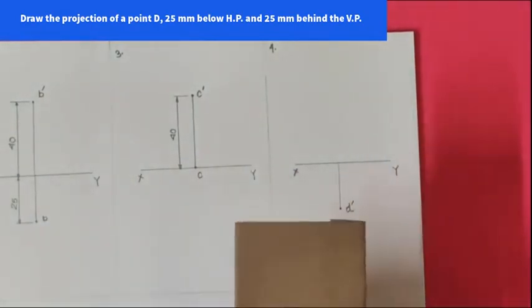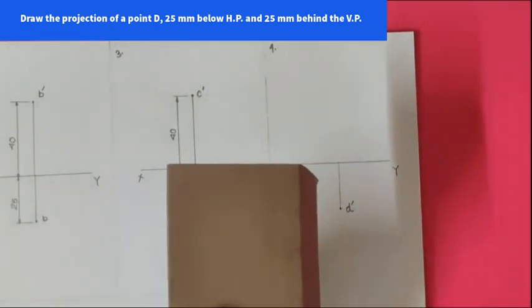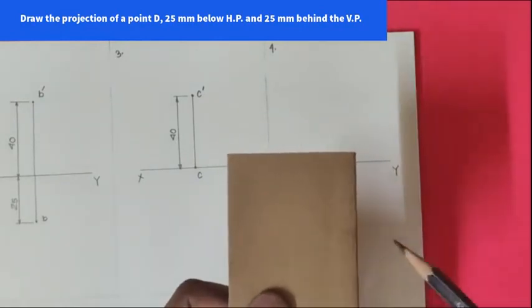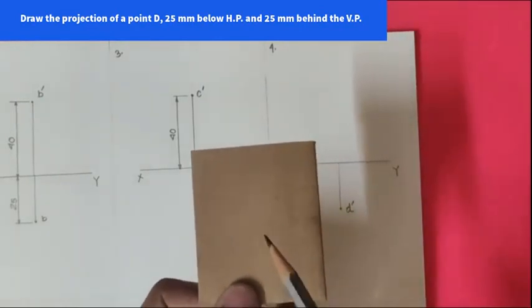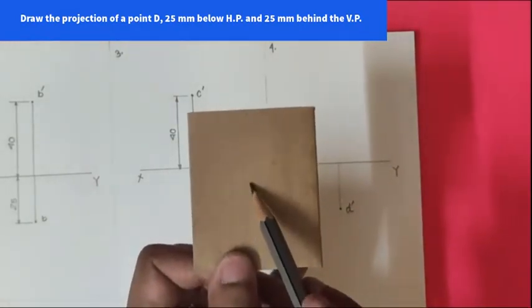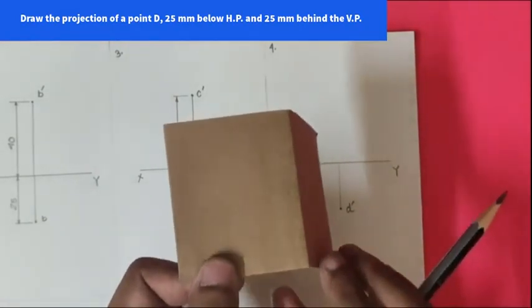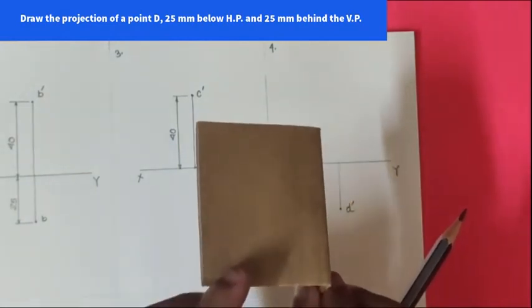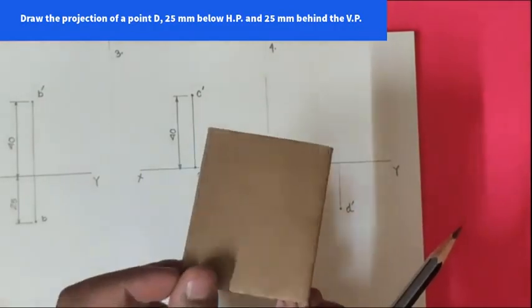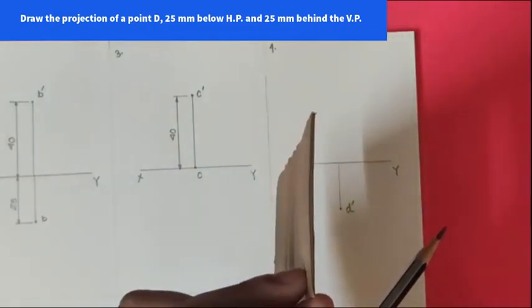Okay. Now let us draw the top view. So the top view is again 25 mm behind the VP, so it will be projected somewhere here. Now you have to rotate this plane in the clockwise direction. So what happens? It goes up above the XY line.